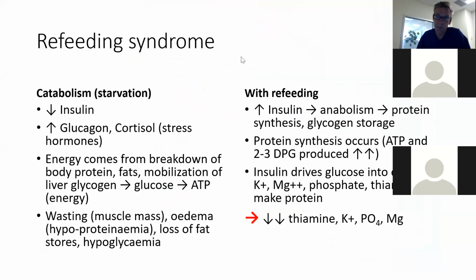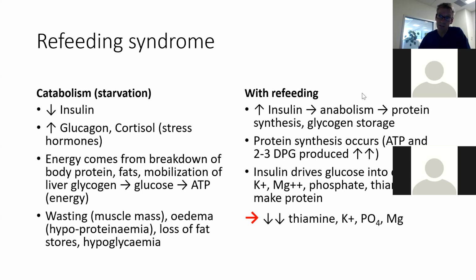I won't go through this again, but this explains it in some more detail. Catabolism is starvation, and that's where you've got reduced insulin and high stress hormones, glucagon and cortisol, and your body is constantly breaking down protein and fats and mobilizing liver glycogen until it's depleted to form glucose to make the energy, that is ATP, adenosine triphosphate. That's the energy that all our cells need, and that depletes potassium and phosphate.